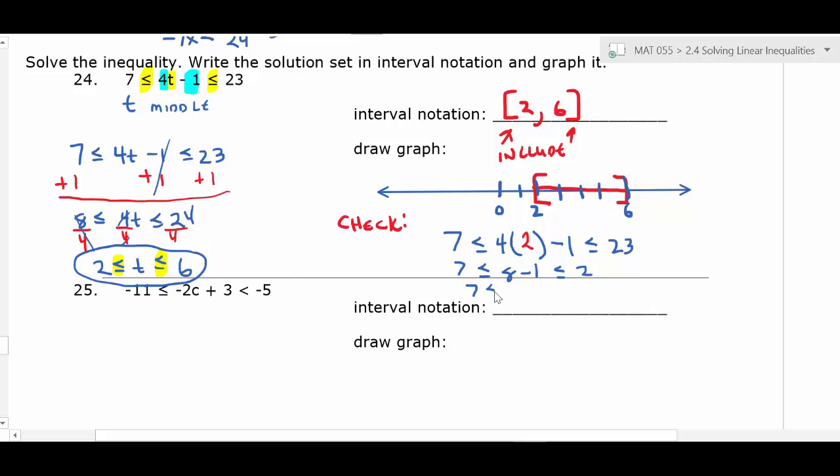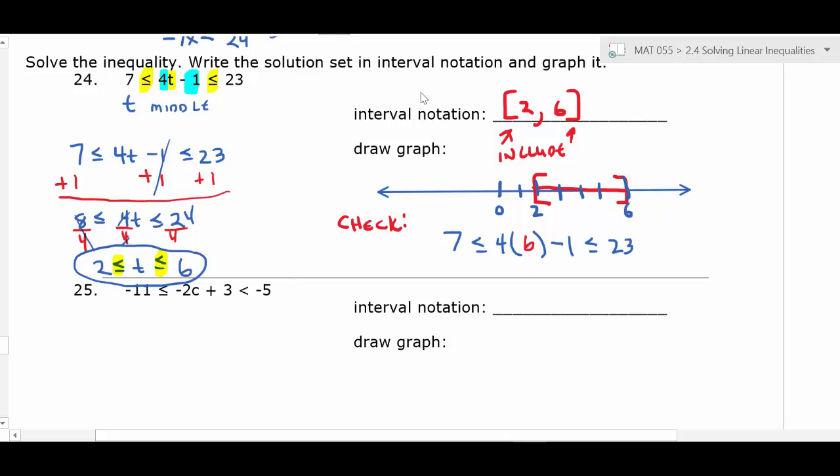Okay, so what do we have? 7 is less than or equal to 7 is less than or equal to 23. Okay, that's right. 7 is equal to 7, so that's okay. All right, so that's fine. Okay, now I'm going to erase this and let's do the other endpoint. Let me show you what happens on the other endpoint.